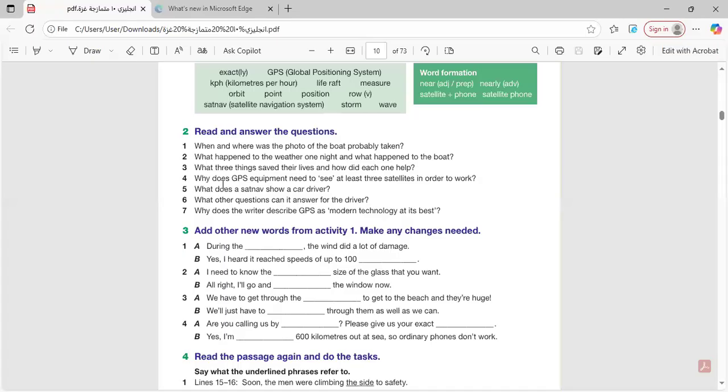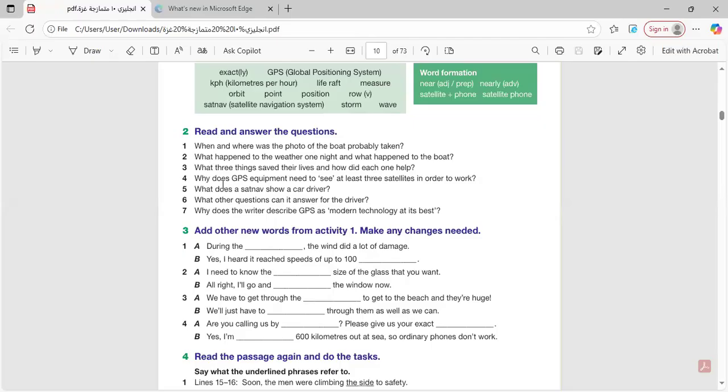Number 6: what other questions can it answer for the driver? We already read all the questions, guys, right? Why does the writer describe GPS as modern technology at its best? What do you think? And I asked you guys, do you agree? I agree. It's technology at its best because it helps people. It saves time and effort. It saves lives, based on the passage or the story we read.